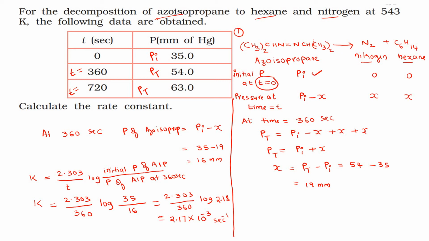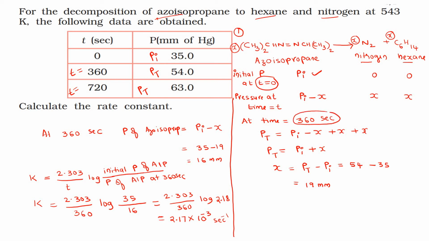Here, X amount is reacting to give X amount of nitrogen and X amount of hexane. If here 1 mole, here X moles are there, and here also it will be X moles. So if X amount of azoisopropane is involved in the reaction, we get X amount of nitrogen and X amount of hexane. Now at time 360 seconds, first of all I am taking at time 360 seconds.